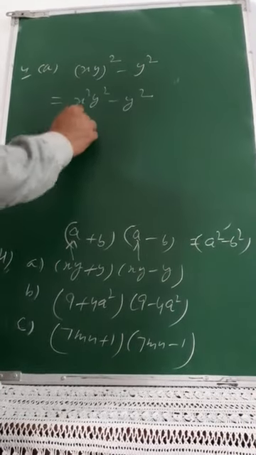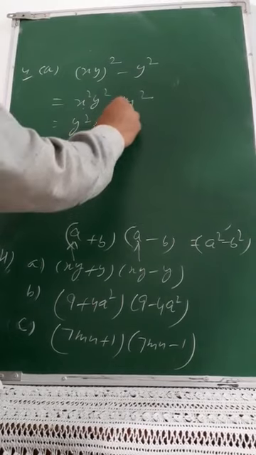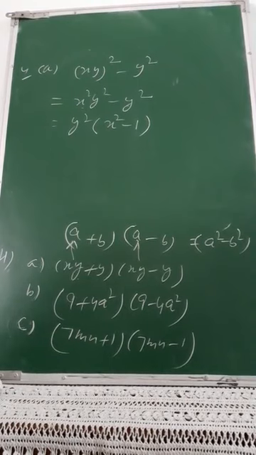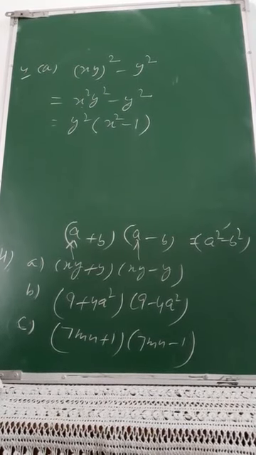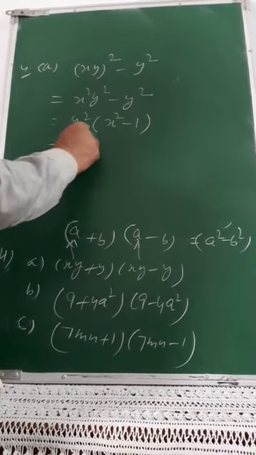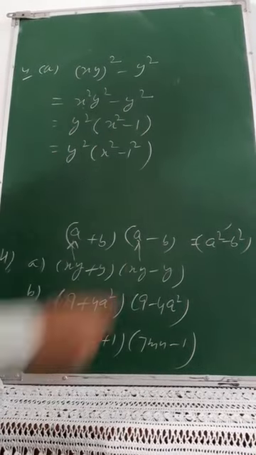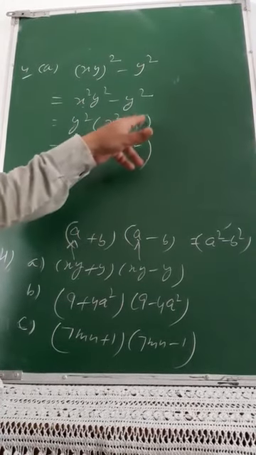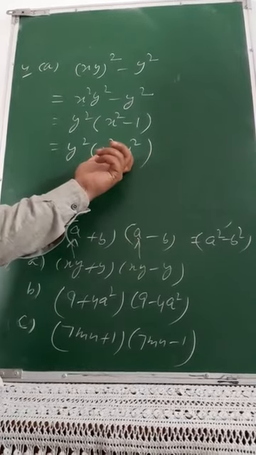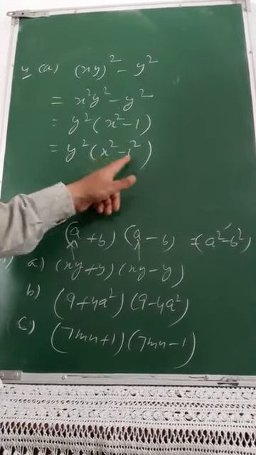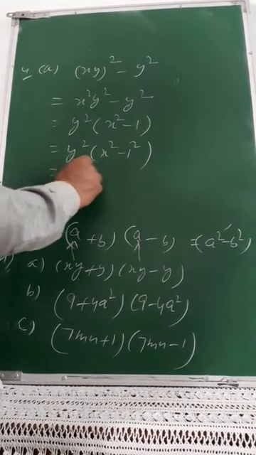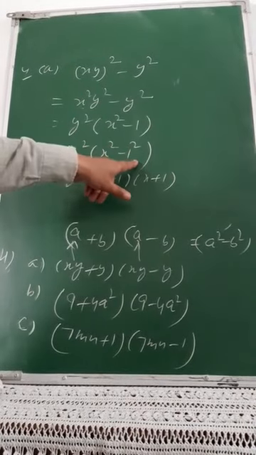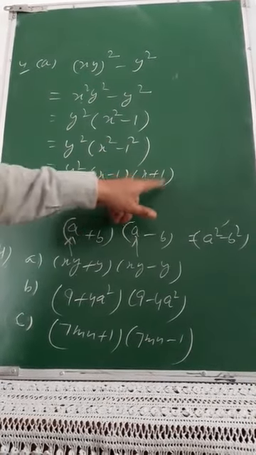Finally, if you want to take y square common, you can do that, and inside the bracket it will be x square minus 1. This is y square, and inside the bracket it is x square minus 1. Now you know 1 can be expressed as square of 1 again, isn't it? Square of 1 will be equal to 1. But when I am writing 1 as a square of 1, my bracket again is indicating that it is lying in the form of a square minus b square. So finally I can split it into (x minus 1) into (x plus 1), because a square minus b square is equal to (a minus b) into (a plus b).